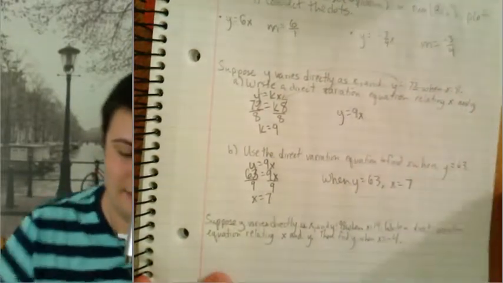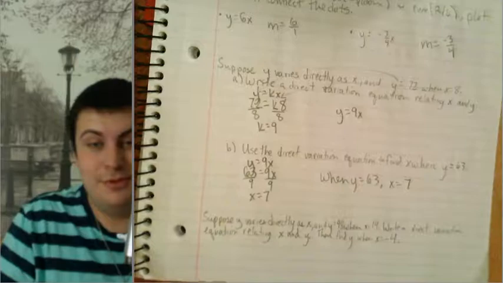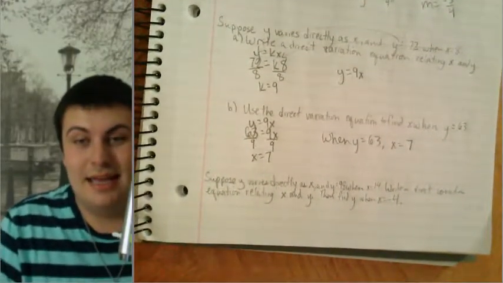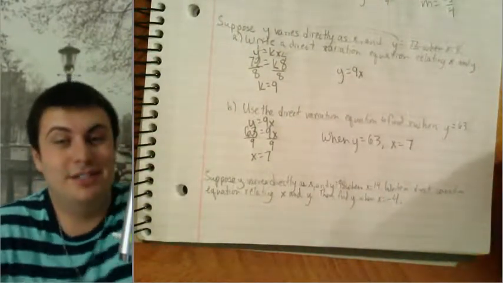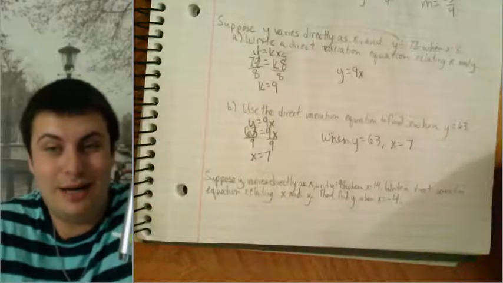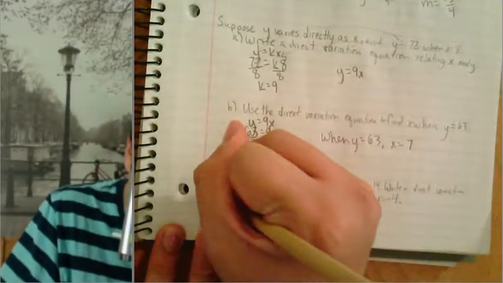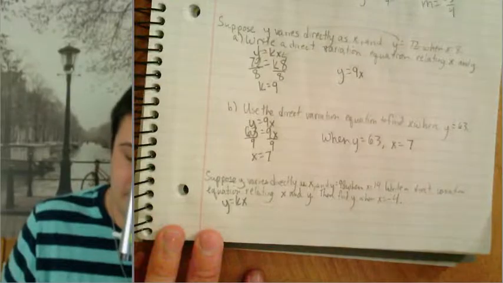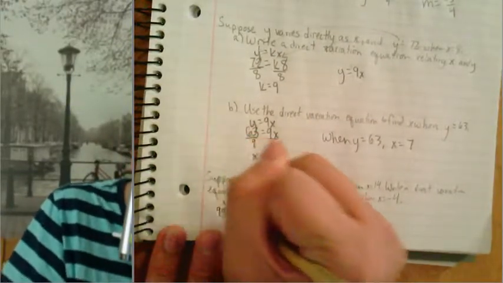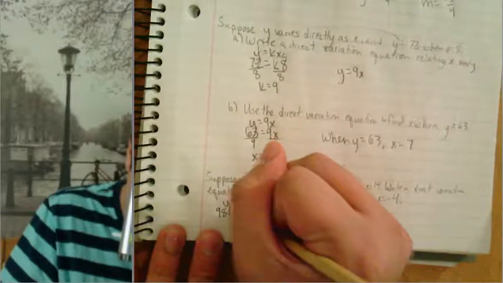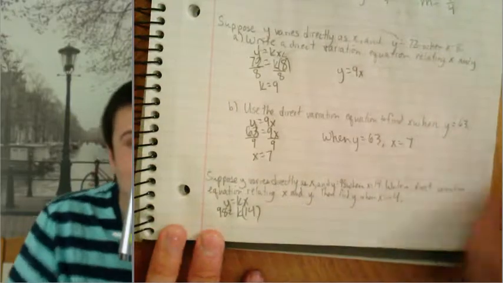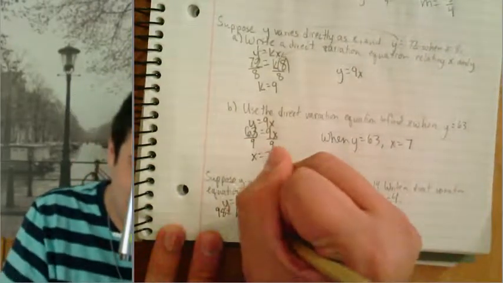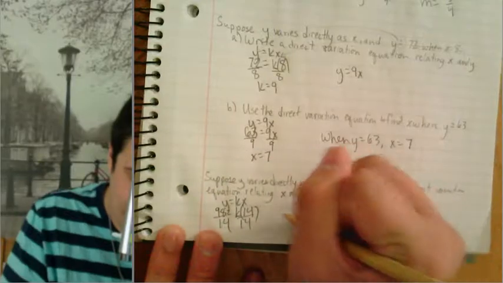Now, suppose y varies directly as x, and y equals 98 when x equals 14. Write a direct variation equation relating x and y, and then find y when x equals negative 4. So again, direct variation, y equals kx. Now we know that y equals 98 when x is 14. And put a little set of parentheses up there so we don't get confused. Divide both sides by 14. And I'm going to see that k equals 98 divided by 14.